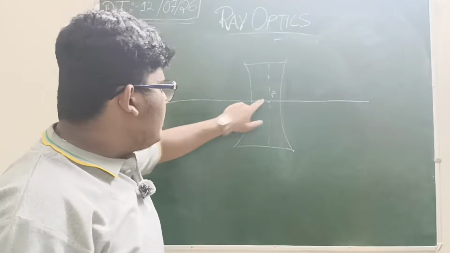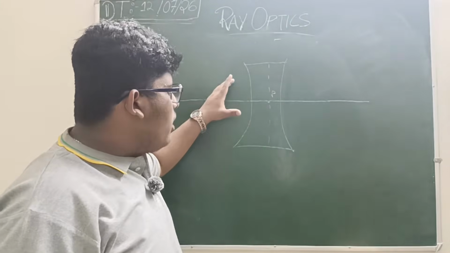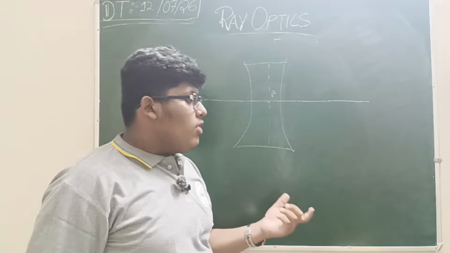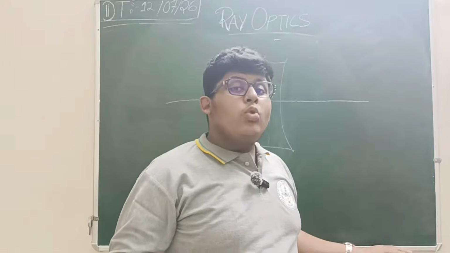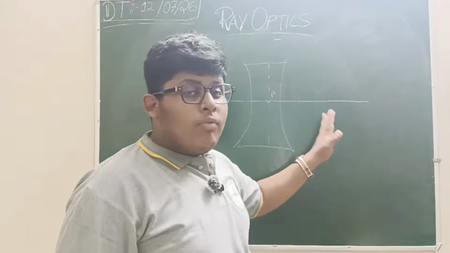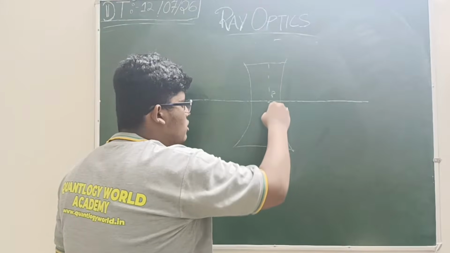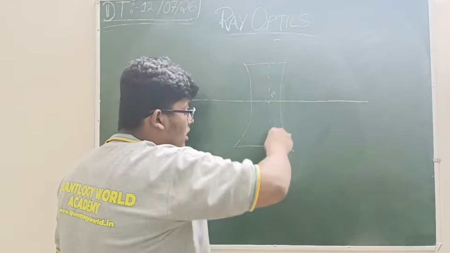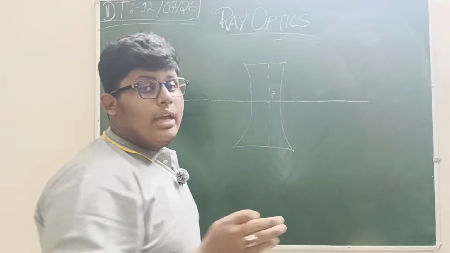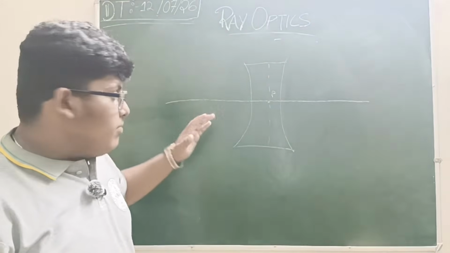This is principal axis and this is pole. In the sign convention of concave mirror, we came across focal length, optical center, radius of curvature, center of curvature, and which sign they lie in. First, anything that lies right side of the pole is positive. This dotted line that passes through the center is the pole. Anything that lies right of this pole is positive, and anything that lies left of this pole is negative.